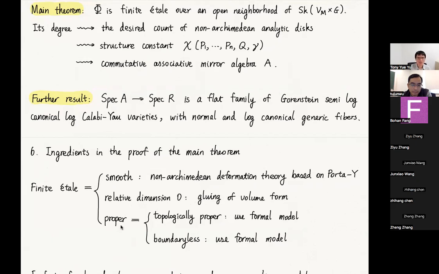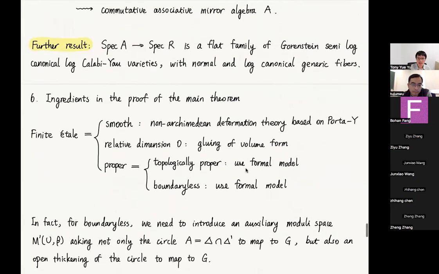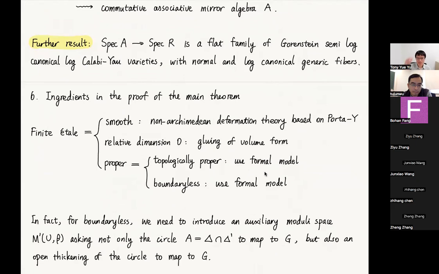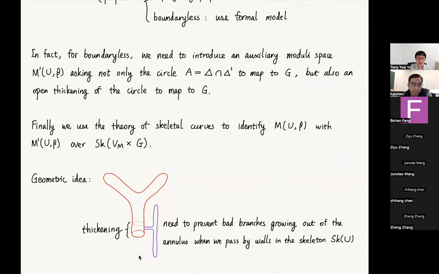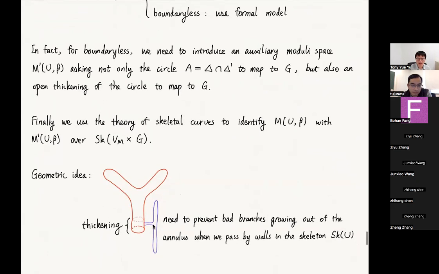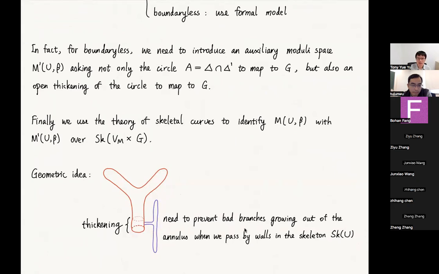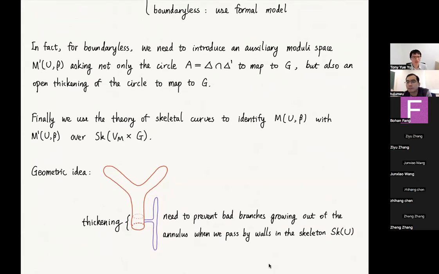Properness is the trickiest part. In non-archimedean geometry, it consists of two things: one is being topologically proper, another is being bound without a boundary. Let me just say that both are proved using formal models, and there are some geometric considerations to be made for the proof of properness, which is related to all this wall-crossing phenomena. Yeah, maybe let me stop here and thank you very much for your attention.